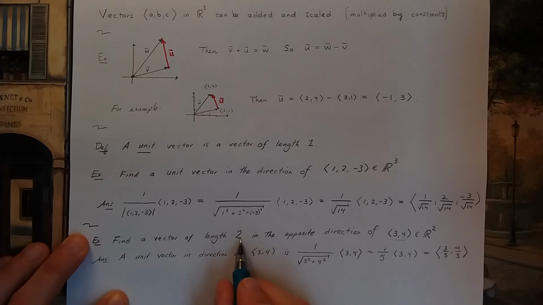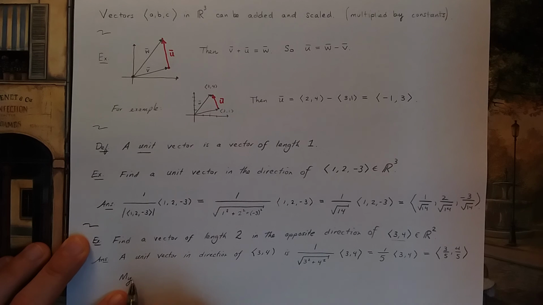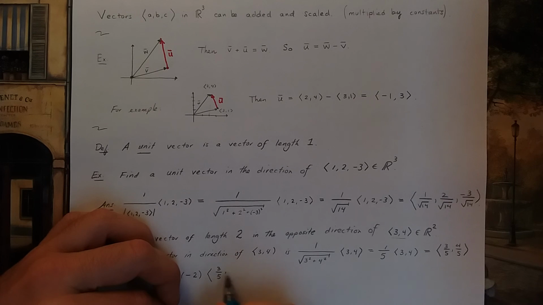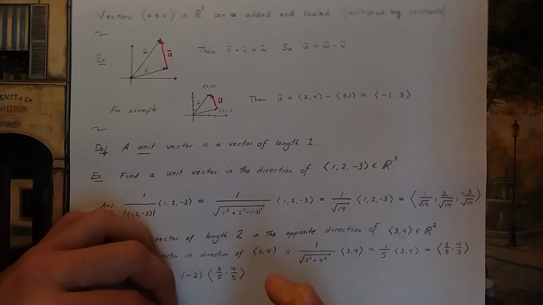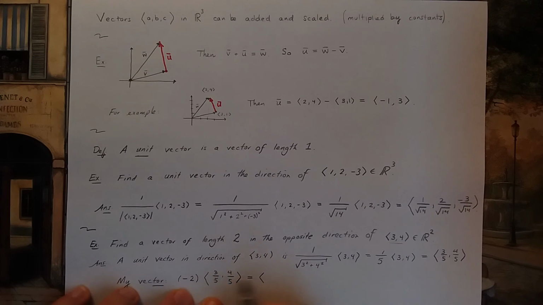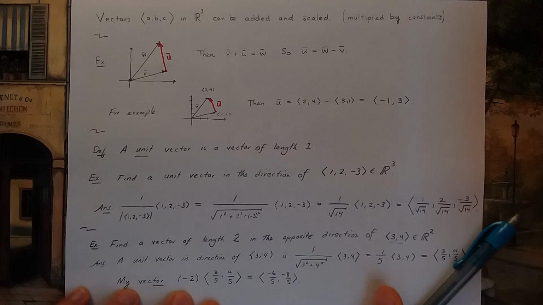To get a vector of length 2 in the opposite direction, my vector is this times negative 2. 3/5, 4/5. There, that's the answer. And if you want, you could scale this so you could see the actual components as negative 6/5, negative 8/5. There. All right, great.